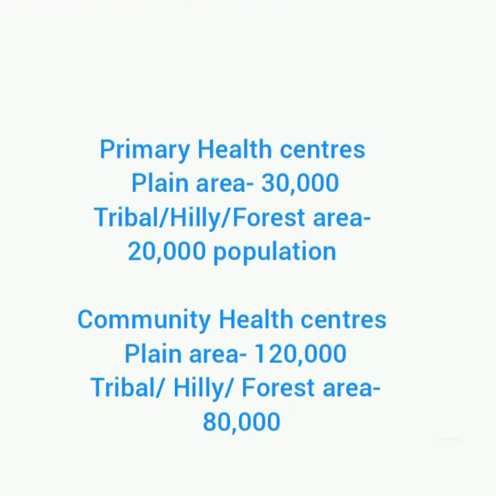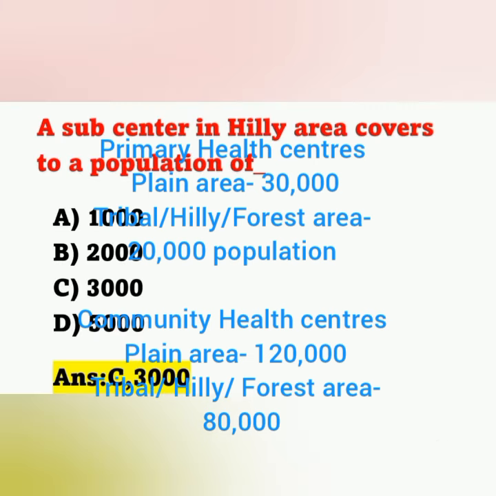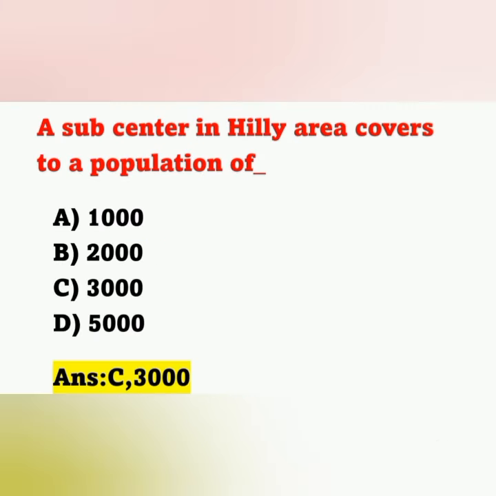And we can see the other centers. Primary health centers in a plain area cover about 30,000 population, and in tribal, hilly, forest areas 20,000 population. This is in the case of primary health centers. Community health centers in a plain area cover about 1,20,000 population. In tribal, hilly, forest areas, community health centers cover about 80,000 population. This is a very important point. Move on to the next question.